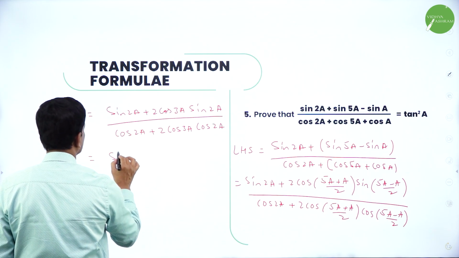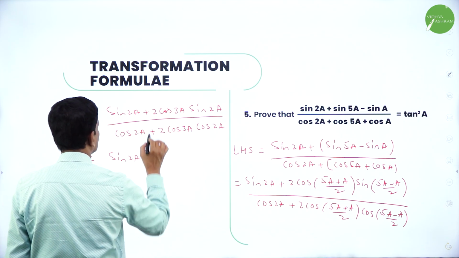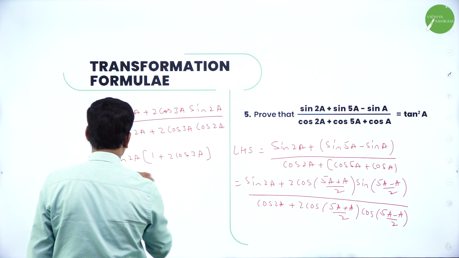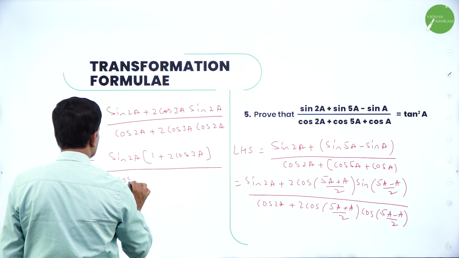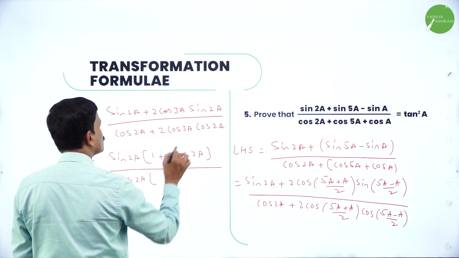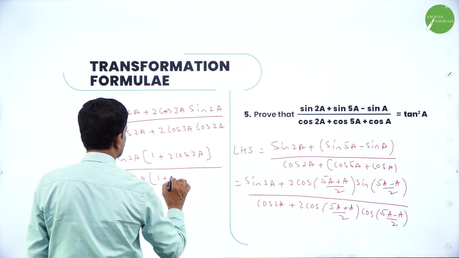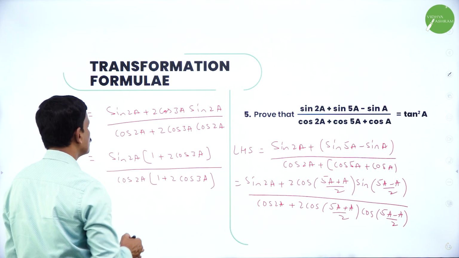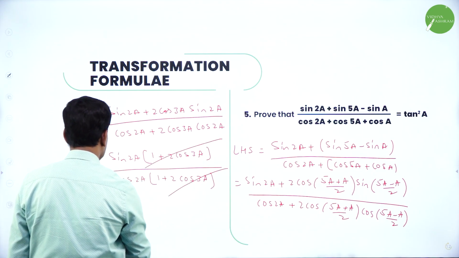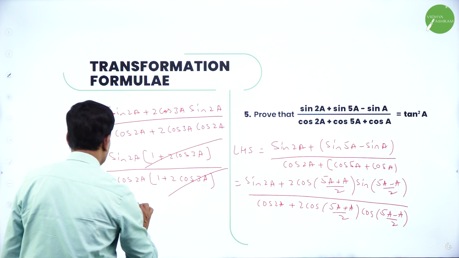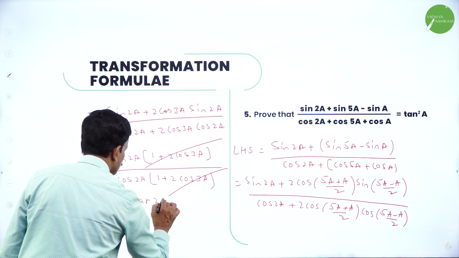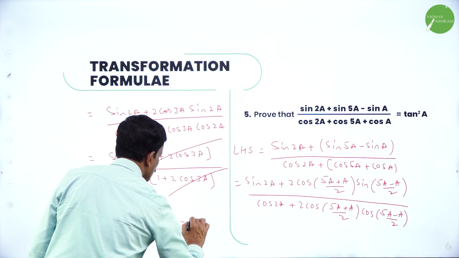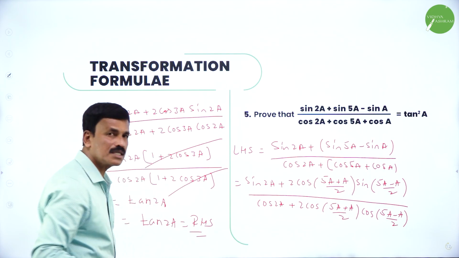In the numerator we can take sin 2a common factor. What is left is 1 plus 2 times cos 3a. In the denominator we can take cos 2a common factor. What is left is 1 plus 2 times cos 3a. Now, 1 plus 2 cos 3a gets cancelled. Sin by cos is equal to tan 2a. So the answer is tan 2a, which is the required RHS.